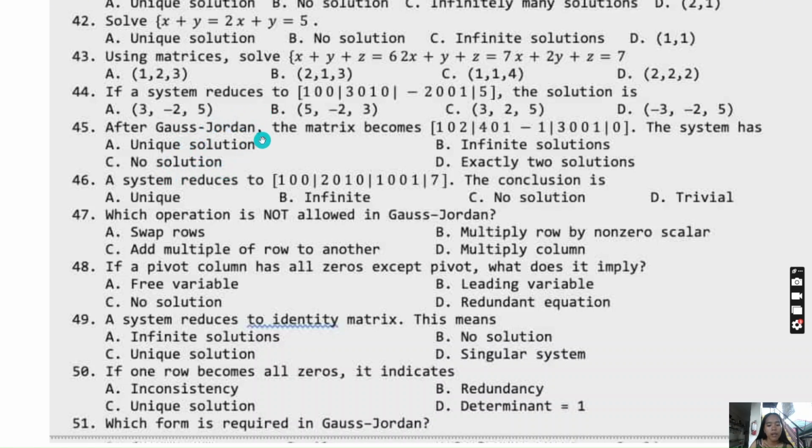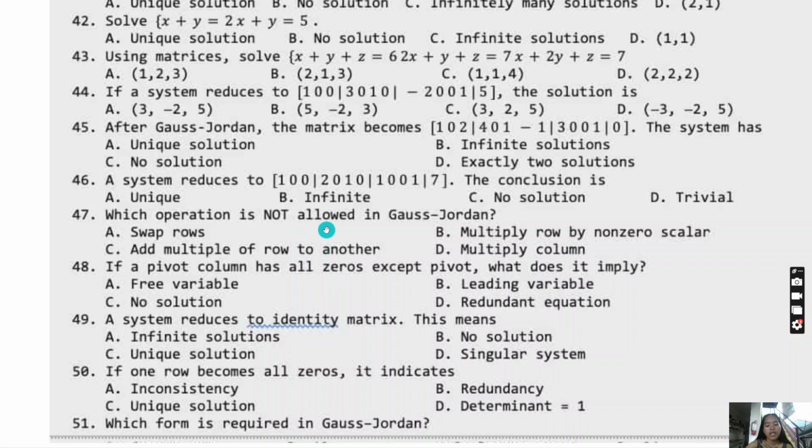So number 45. Let's proceed to number 45. After Gauss-Jordan, the matrix becomes: the first row is 1, 0, 0, 0, 1, 0, and then 2, -1, and 0, and then our x is 4, our y is 3, and our z is 0. So the answer of that is letter B, infinite solutions.